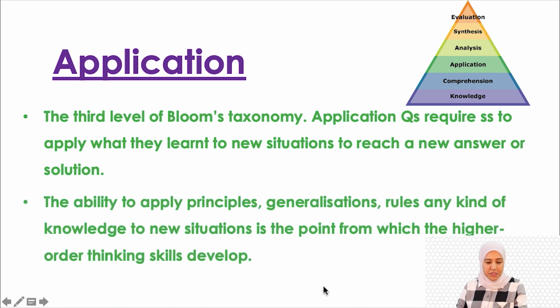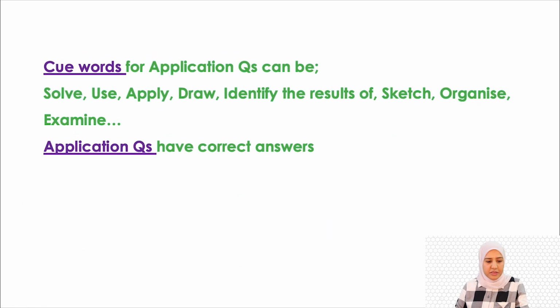So the ability to apply principles, generalization, rules, any kind of knowledge to new situations. This is the point from which the higher order thinking skills develop. Yeah, the application is at the end of lower order thinking skills and the beginning to start using higher order thinking skills. Good. Keywords for application question: solve, use, apply, draw, identify the results of, sketch, organize, examine. Very common in science, math. Application questions have correct answers.